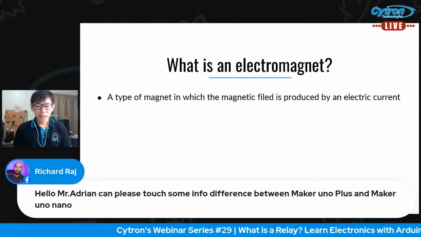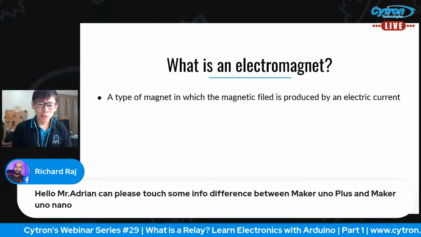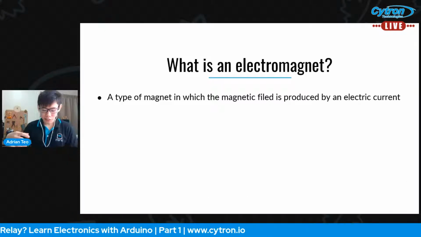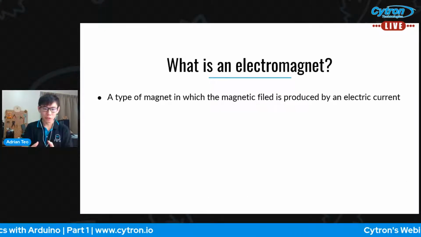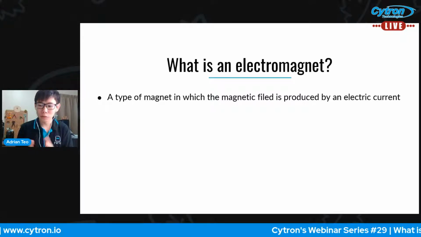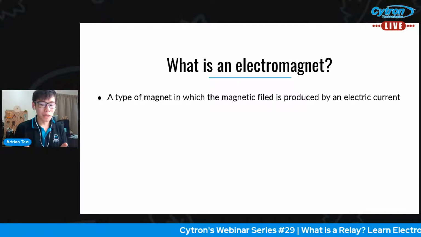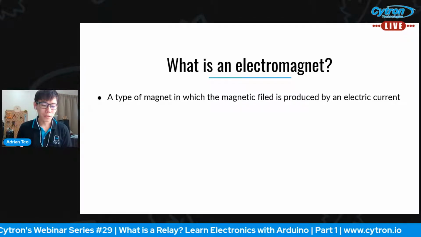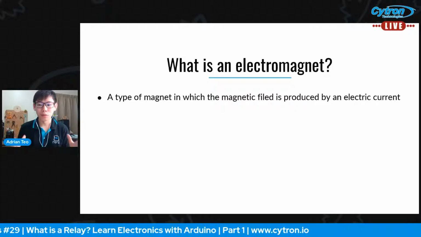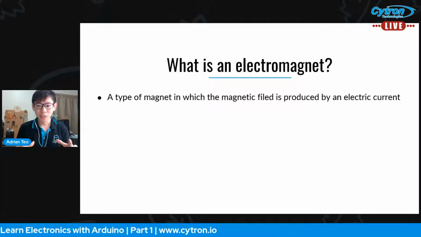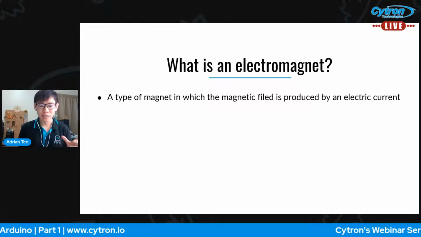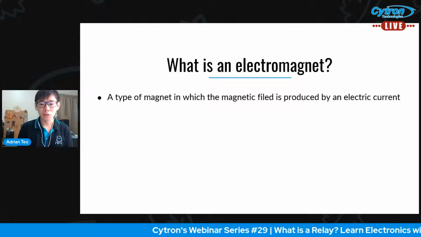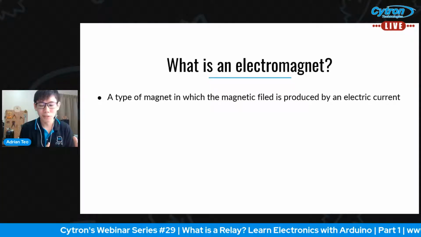Touch some info on the difference between Maker Uno Plus and Maker Uno Nano. Since it's not so much on the topic of relay, I'm going to give you a very quick answer. The biggest difference between the Maker Uno Plus and the Nano is the size. One is big and one is small. From my experience, Uno and Nano basically have similar features, except for the sizes, and some of the pins, like the power input, how you want to power on the board.